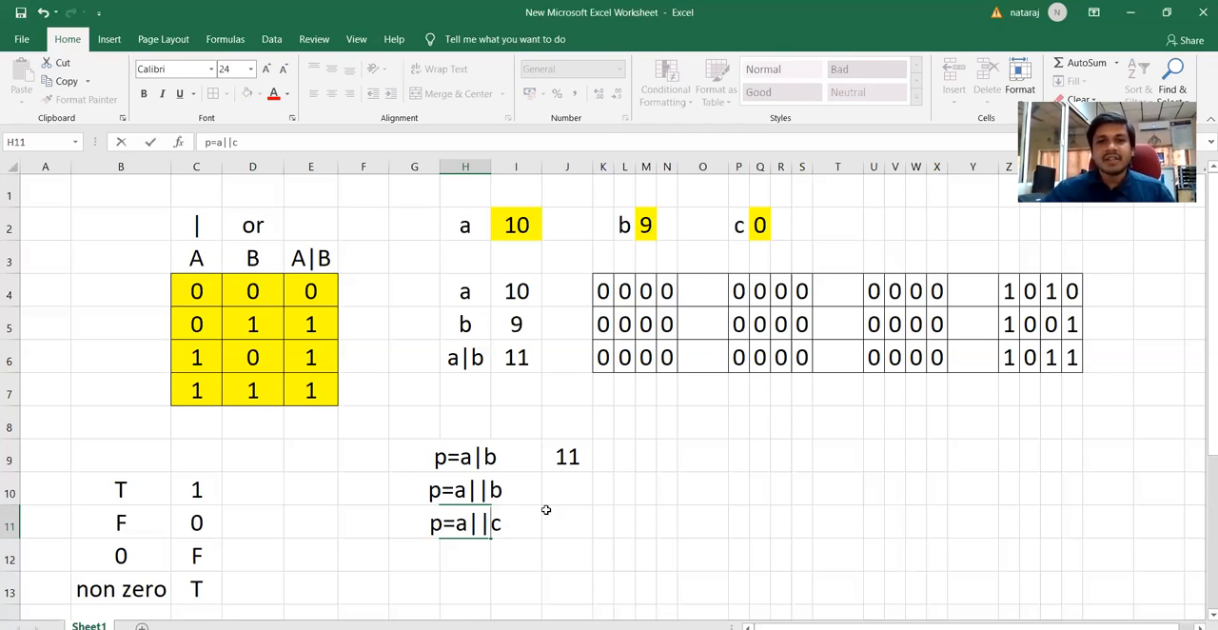What will be the answers? A is 10, non-zero, non-zero means true. B is 9, non-zero means true. True or true is true. So it is 1. True means 1.